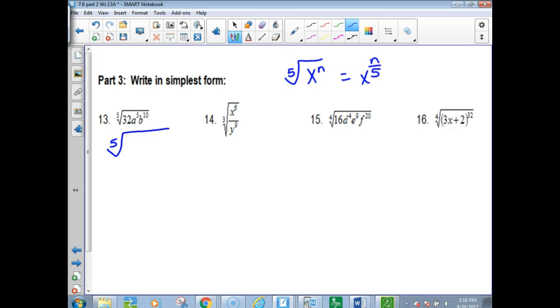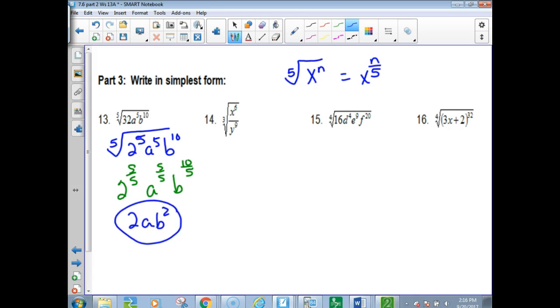So I'm going to rewrite the 32 as 2 to the 5th. Then I've got an a to the 5th, b to the 10th. If I use my properties of rational exponents, I can rewrite this as 2 to the 5 over 5, a to the 5 over 5, b to the 10 over 5, and then reduce them. So that would be 2a, b to the 2nd. Yeah?